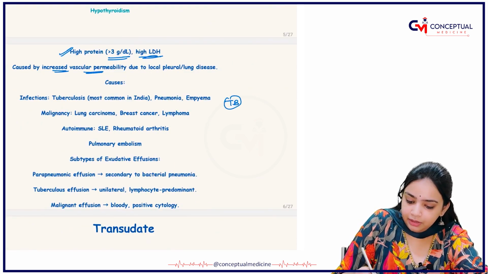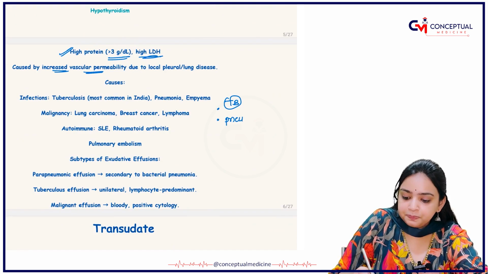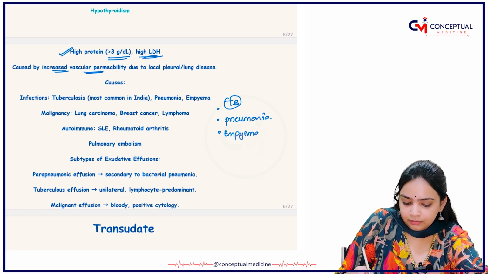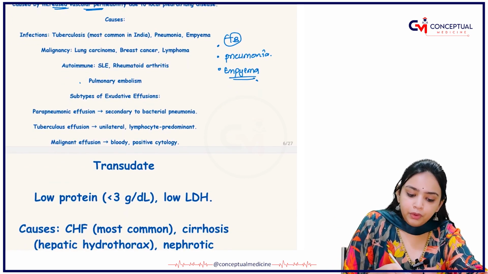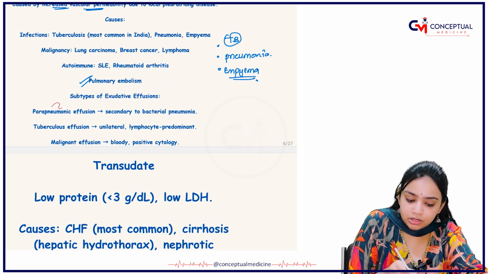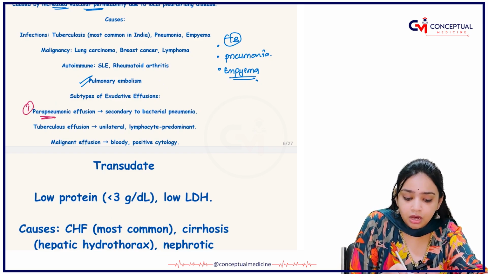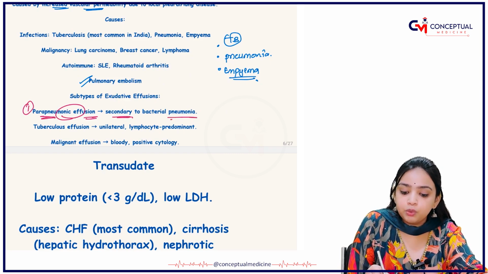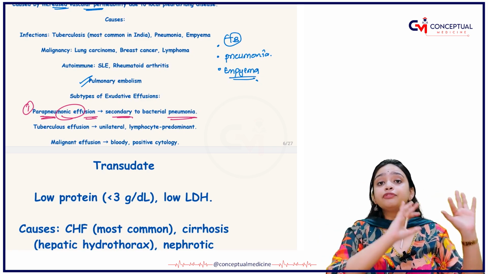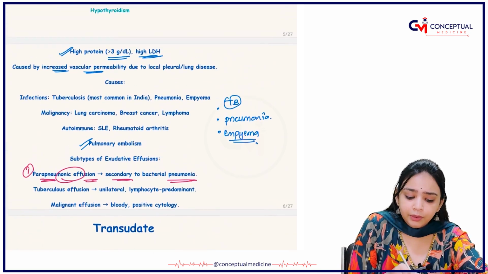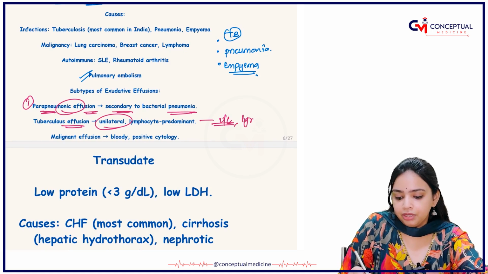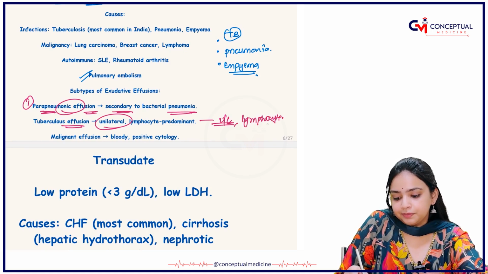The causes can be TB, pneumonia and empyema. Now, you have something called pulmonary embolism. Okay, what happens in pulmonary embolism? You have the subtypes. The first one is the parapneumonic effusion. It is secondary to bacterial pneumonia. Firstly, there will be episodes of bacterial pneumonia, and further on this disease will develop. Second, you have the tuberculous effusion. It is usually unilateral, and it is lymphocyte predominant.